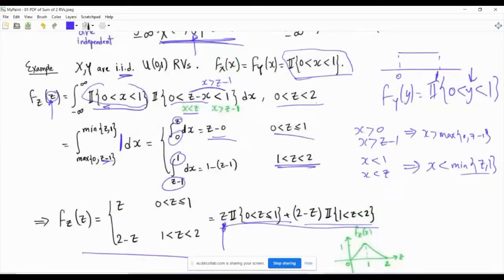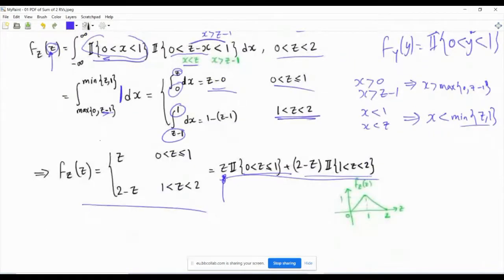And again, I'm repeating myself. It is advised that you keep the indicator functions and take them very seriously. It's very difficult to get the limits of integration correctly. With the aid of the indicator function, you can in a systematic way find the correct limits of integration.